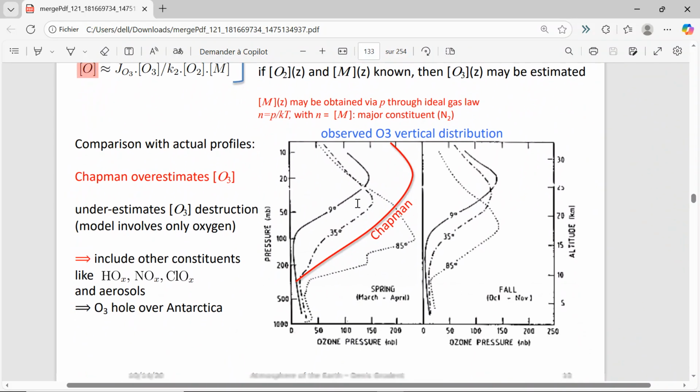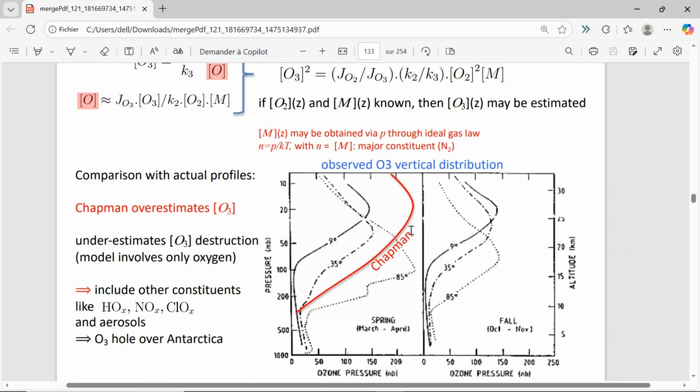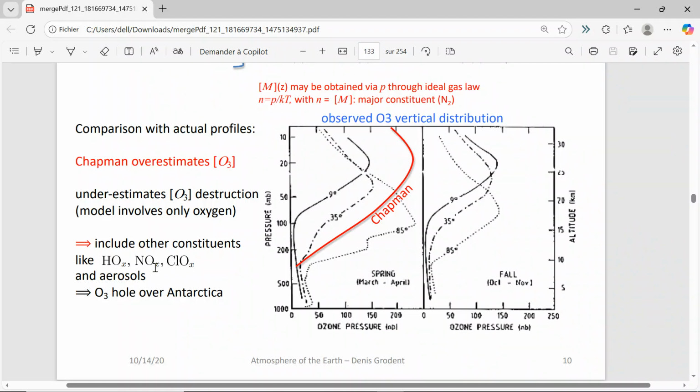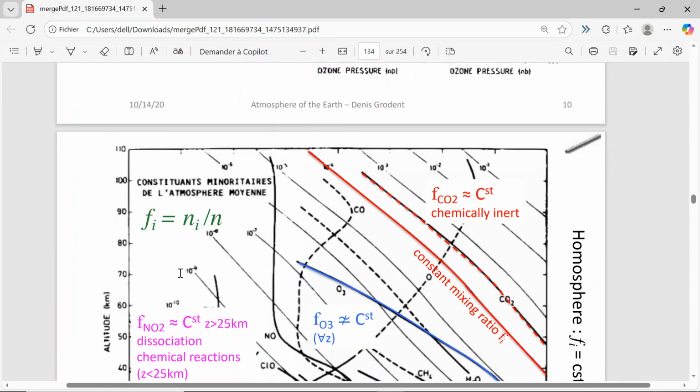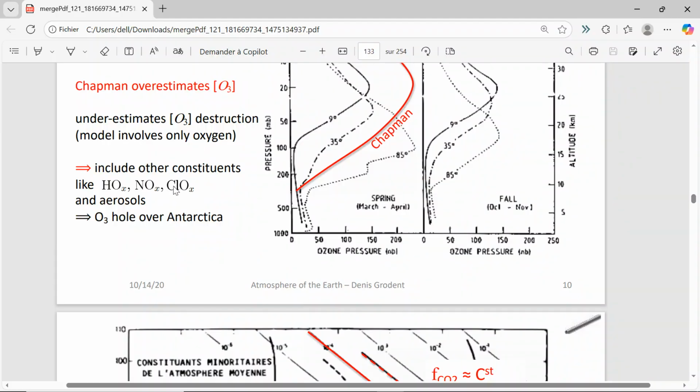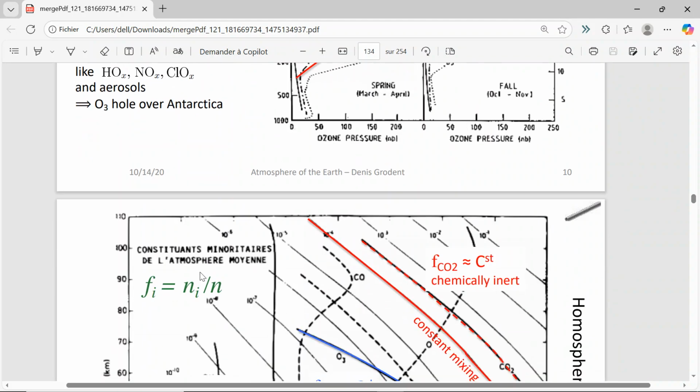So at the end of the day, we are able to trace the evolution of the ozone concentration, and we see that it overestimates the production of ozone. So we have too much ozone. We need to include other constituents such as the HOx family, the NOx family, and the ClOx family that play the role of ozone destruction, and explain why we have destruction of ozone in the Antarctic. We will see that it is intimately linked to the chlorine concentration.